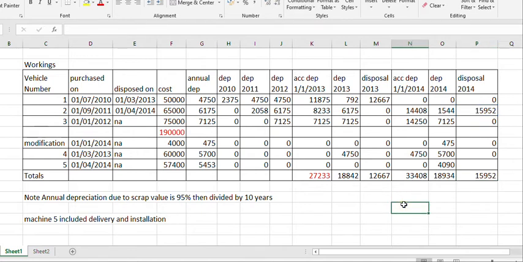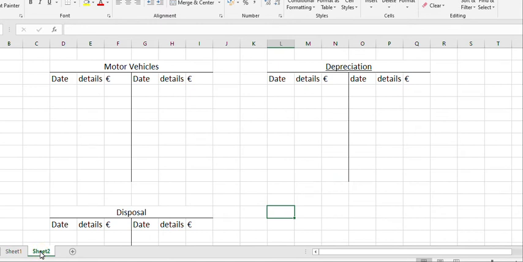Okay, there's a lot of work in that, but now we have every single number that we need to finish the question and to fill in the T accounts: the machines account, the depreciation account, and the disposal account. So I'm going to be taking the figures from this table. When we are doing this, we must have our dates and our details correct as well. So be very careful with your dates.